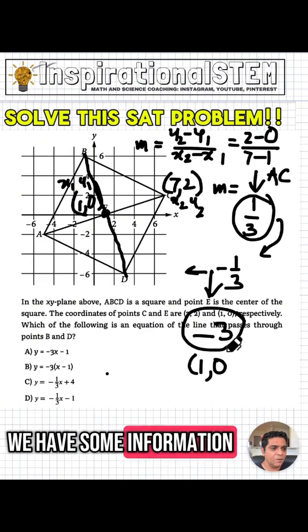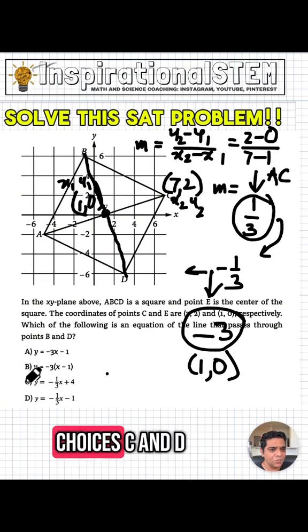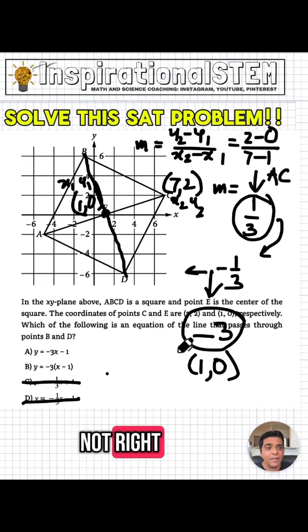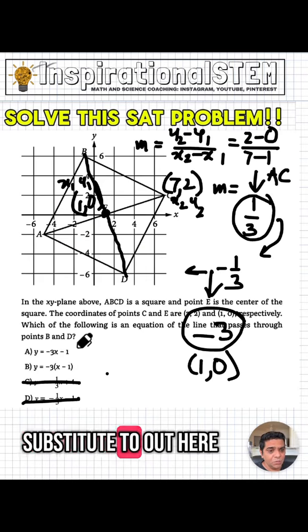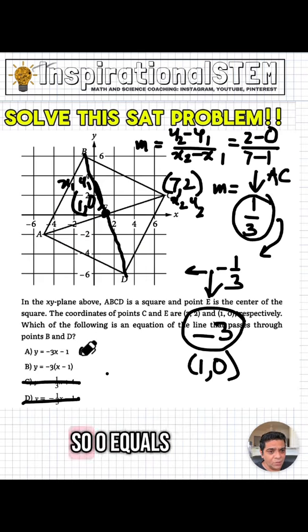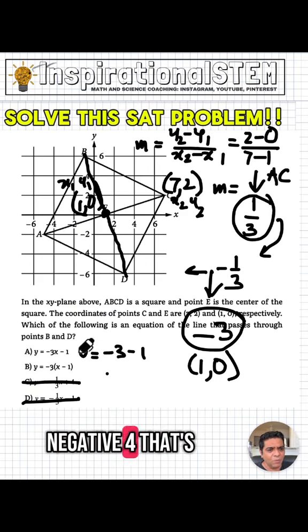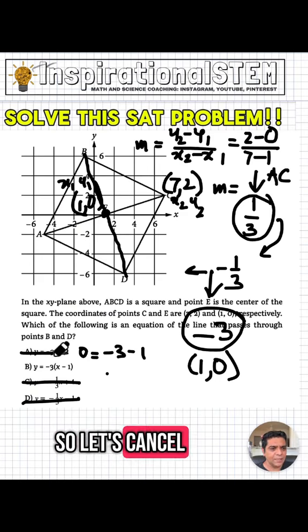So we have some information now. We can see the answer choices C and D we cancel because the slope is not right. Now we can substitute: y is 0, so 0 equals negative 3 times 1 is negative 3, minus 1. So that's a negative 4. That's not equal to 0. So let's cancel that. So this is the right answer.